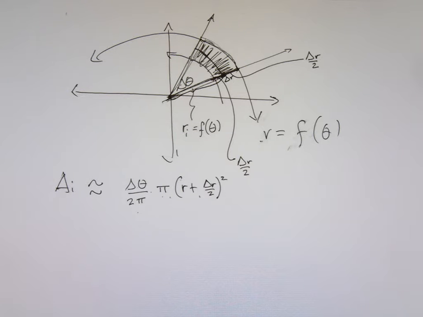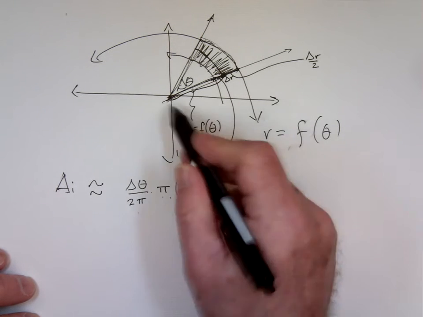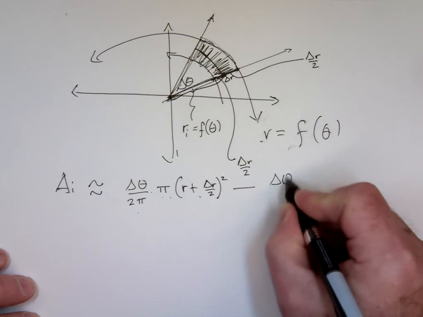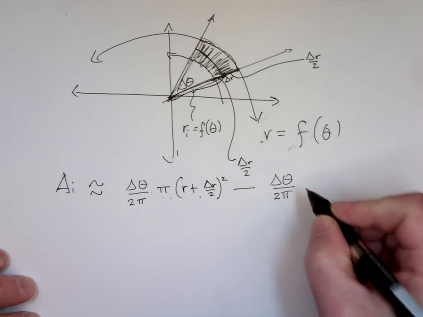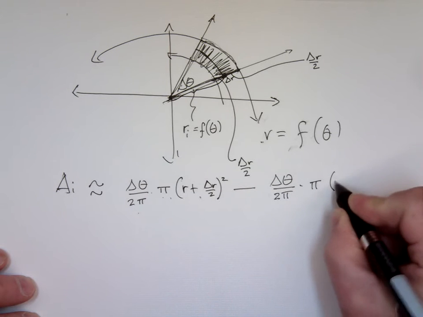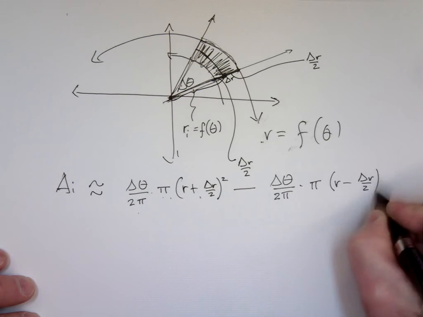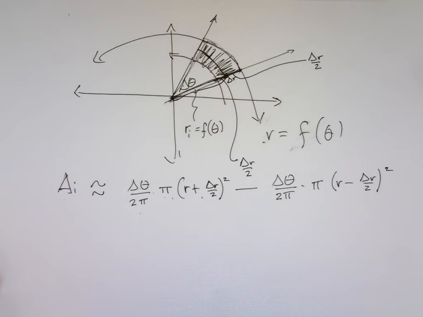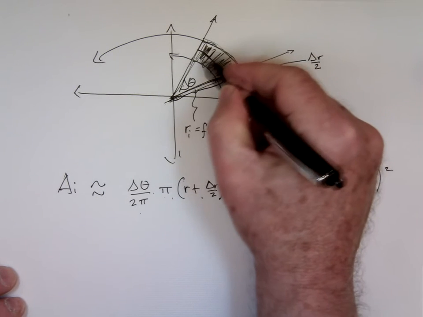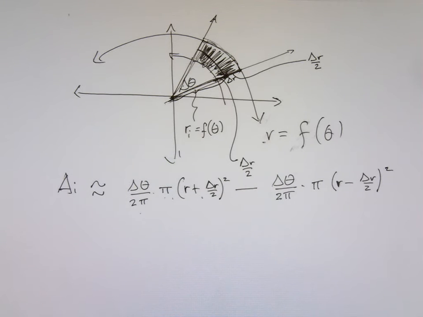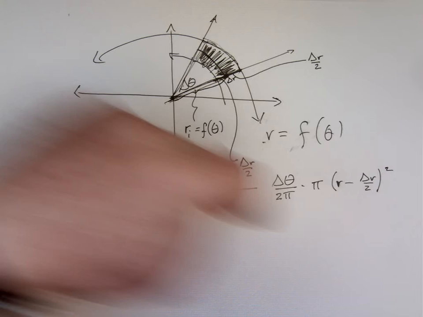Is it reasonable? Really? Oh, minus the inside guy. The inside guy is delta theta over 2 pi, a fractional part of the circle, times pi, times r minus delta r over 2, squared. Wow. That's this right here, that little piece of area that we're talking about. In rectangular, it was a delta x, delta y. In polar, it's going to be this mess, but this mess will simplify.